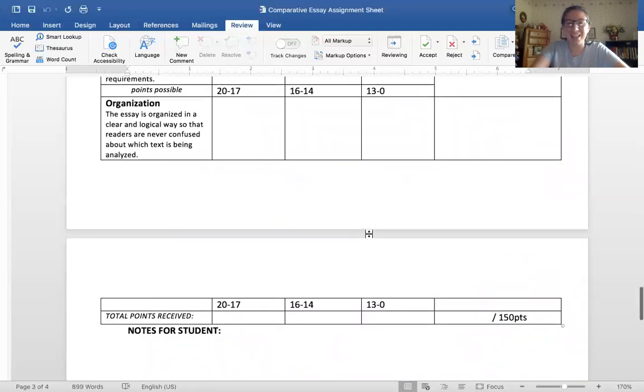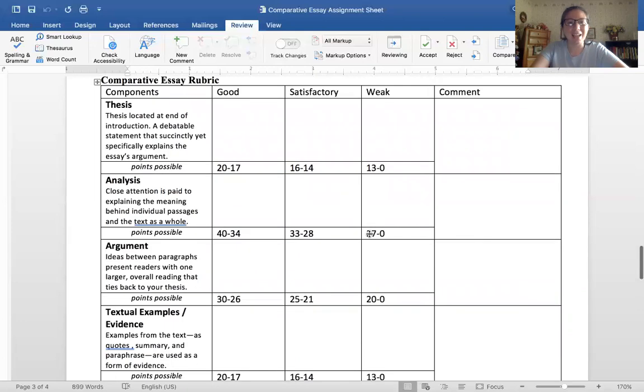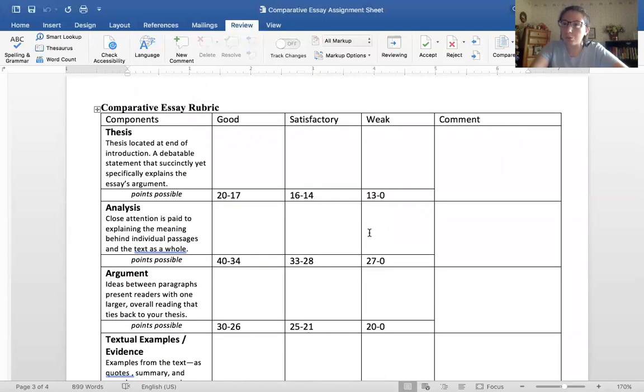Okay, and then the next page has a big long blank space, but then you see the rubric. I'll have to fix that, I guess. But anyway, I'm looking for the usual stuff, right? That you have a thesis, analysis, argument, textual examples. You guys should be familiar with that. You can really channel a lot of the work that you've done with your first 2 essays into this.